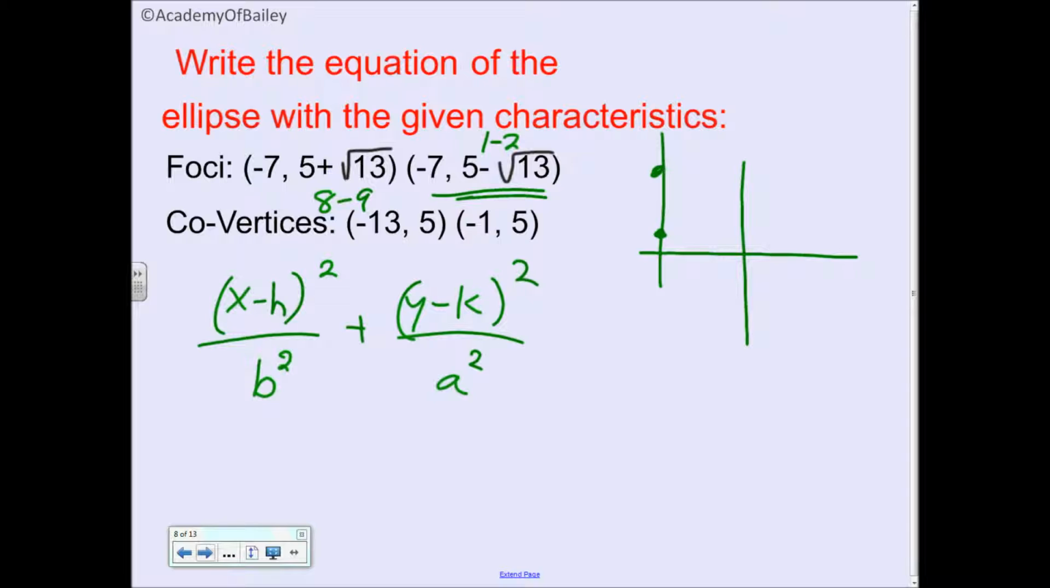Okie dokie. So this is where we're looking at. We have the foci there. Now the co-vertices are (-13, 5), so (-13, 5) and (-1, 5).